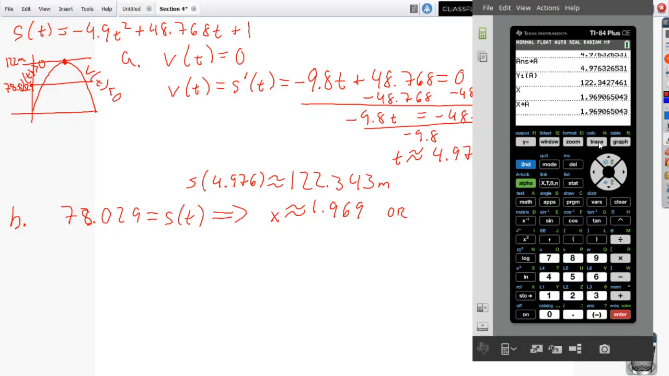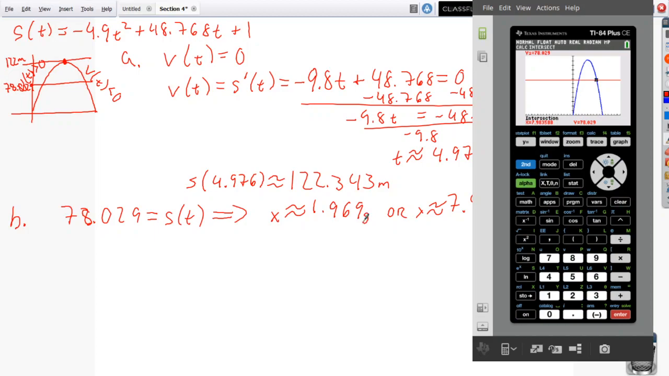So now I need to find that other point of intersection. I found this one at the 1.969. Now I need to find this one. Again, you don't want to guess on it. You want to use your intersect feature. Get closer to that one. And it looks like we're at 7.984. I know you guys aren't going to be able to see it behind my calculator. 984 seconds for both of those.